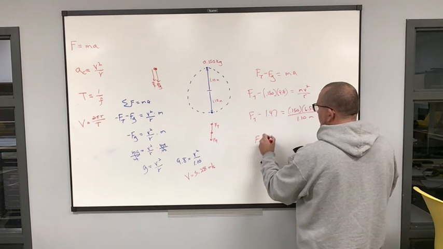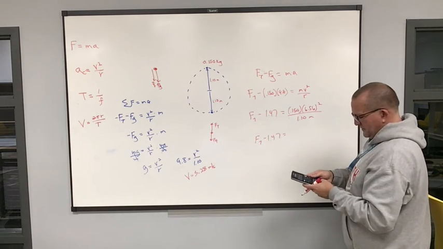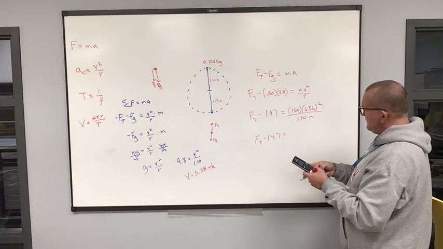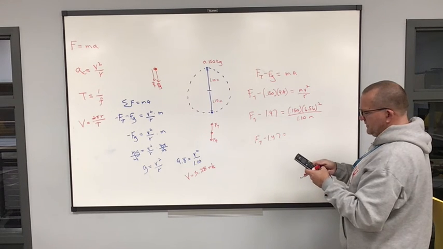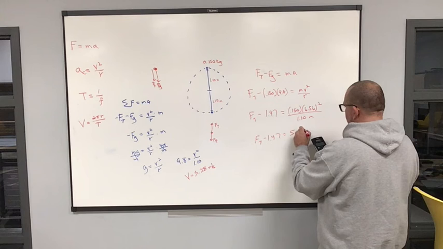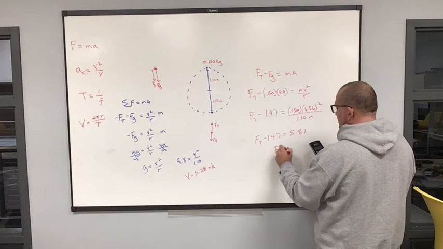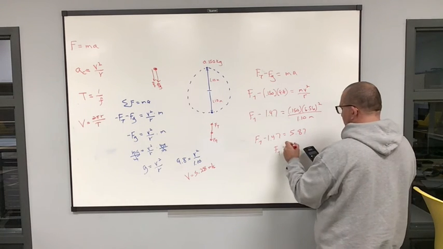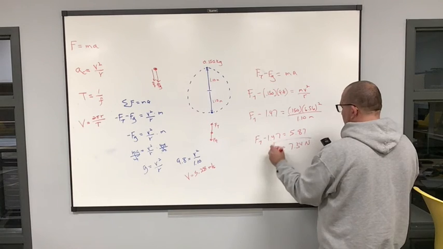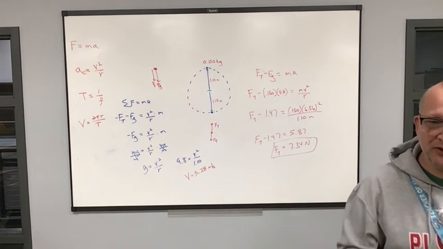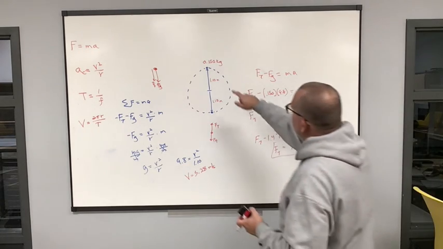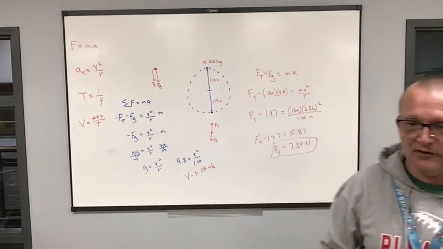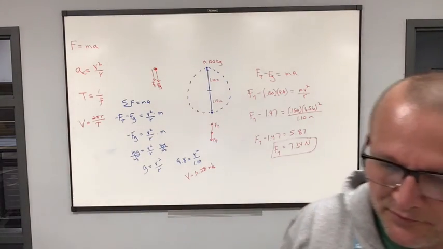So Ft minus 1.47 equals 0.150 times 6.56 squared divided by 1.10, which equals 5.87. Add this to each side: 5.87 plus 1.47 gives me a force of tension of 7.34 newtons. And that's what would be required to get the ball moving twice the speed as up here. So I would have to go from 0 tension force to 7.34 newtons of tension force on the string to allow this to happen.